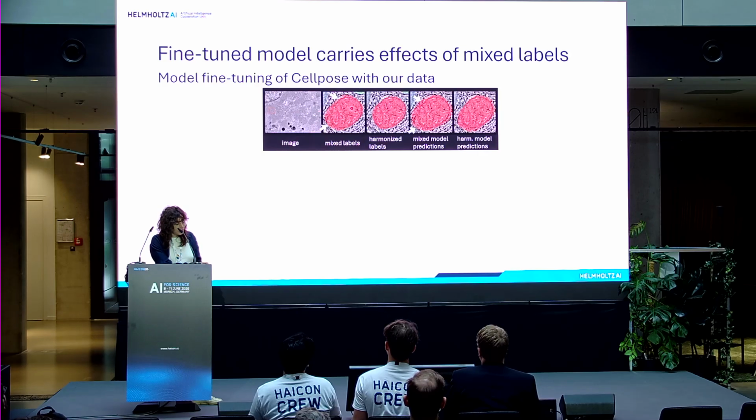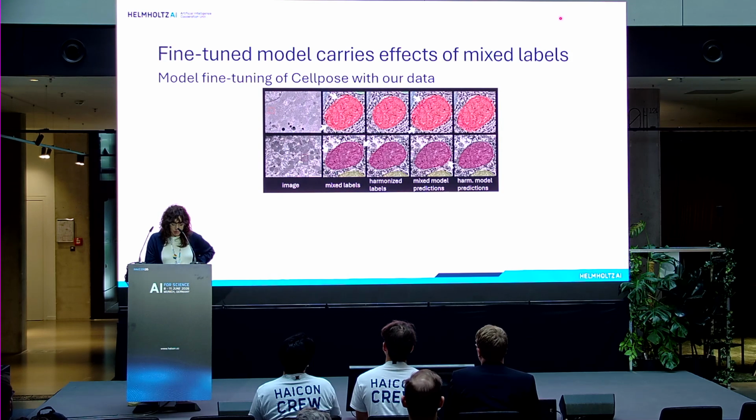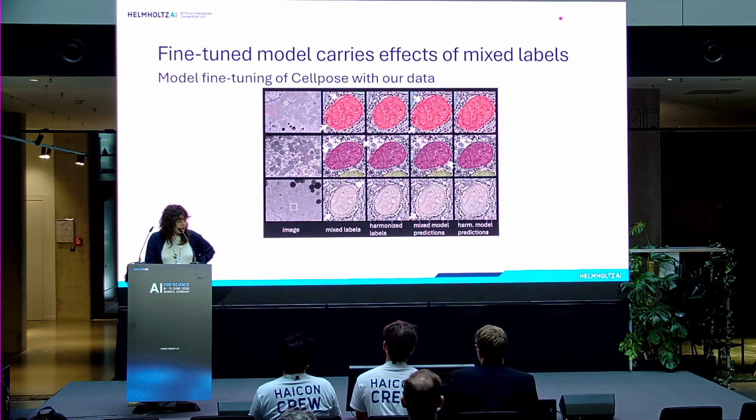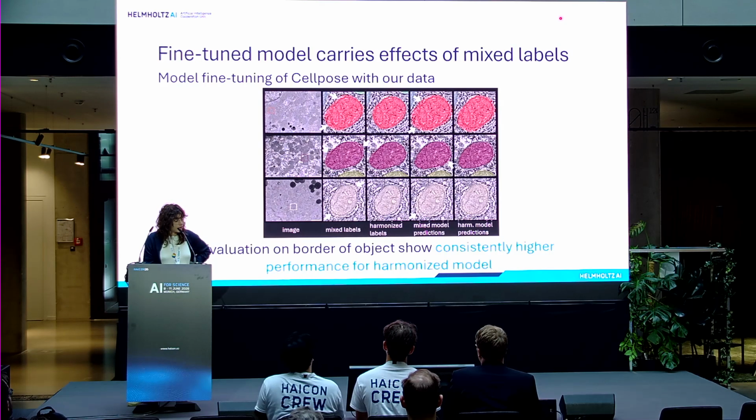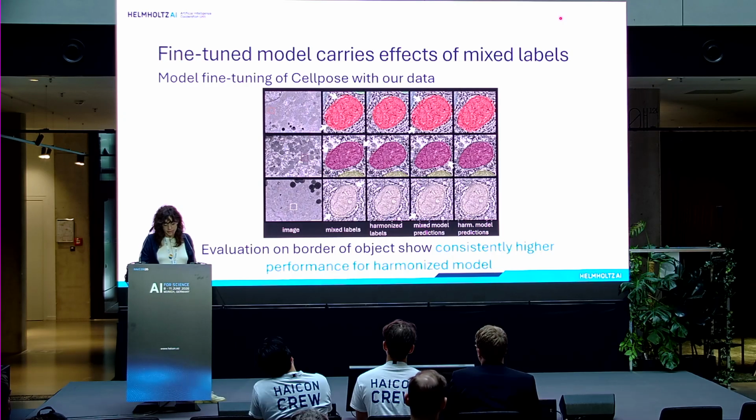And then I will remove the pointer because you have the arrows, which are hopefully enough. You can see also that the mixed model is carrying over these effects and doing basically also over-segmentation and under-segmentation in the border. The same holds true in this image here, and the last example that we have here. We also performed some quantitative evaluation on the border of objects and saw that we have a consistently higher performance for the harmonized labels.